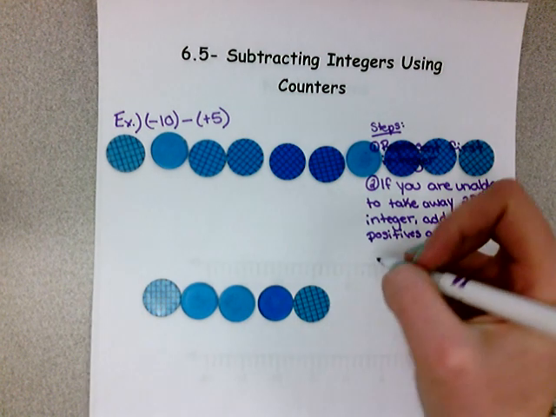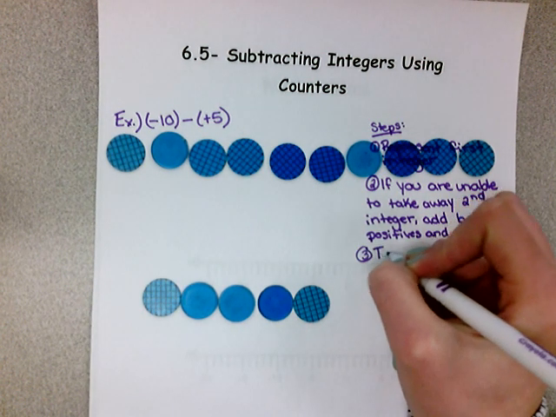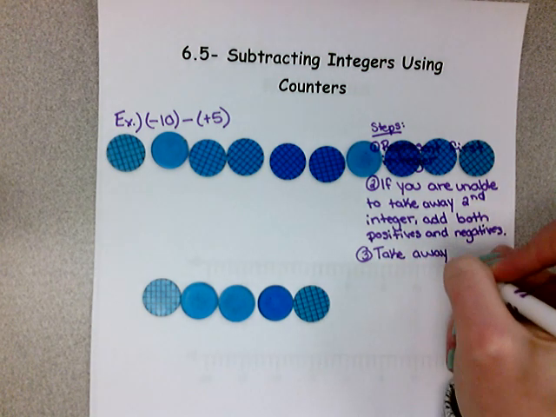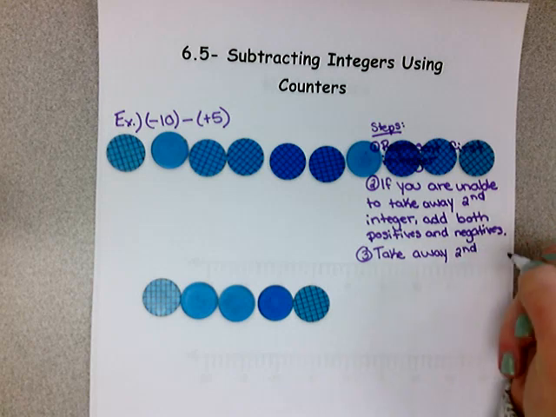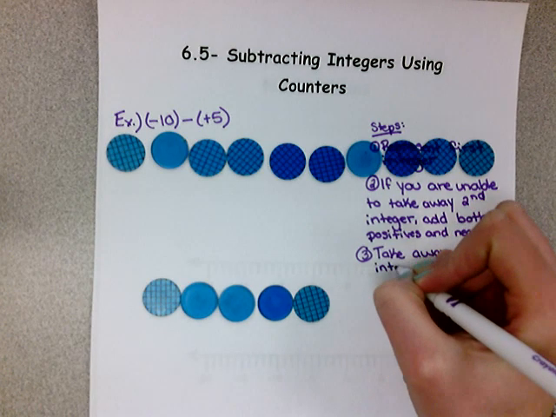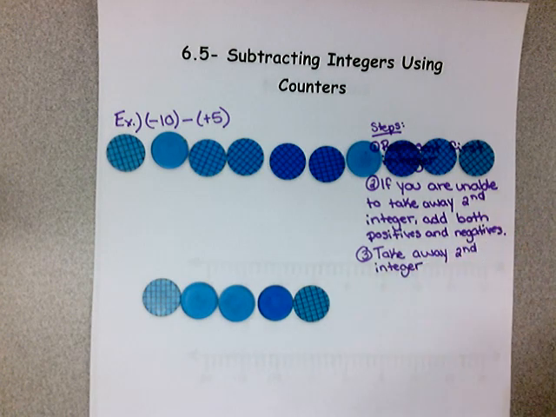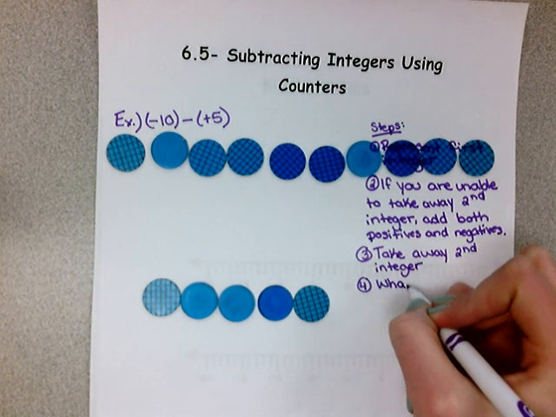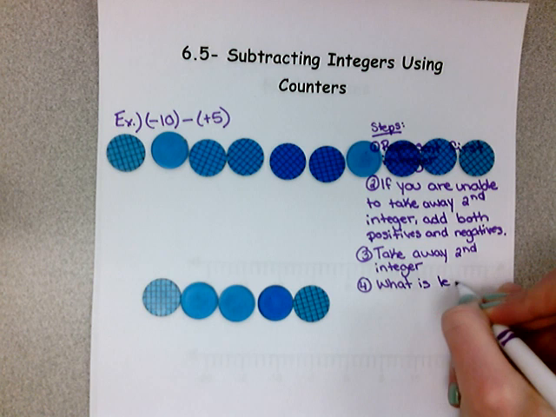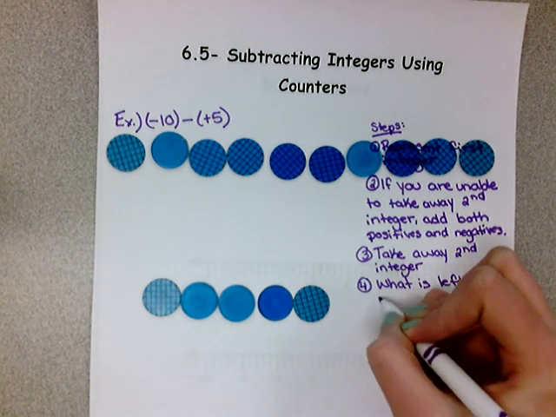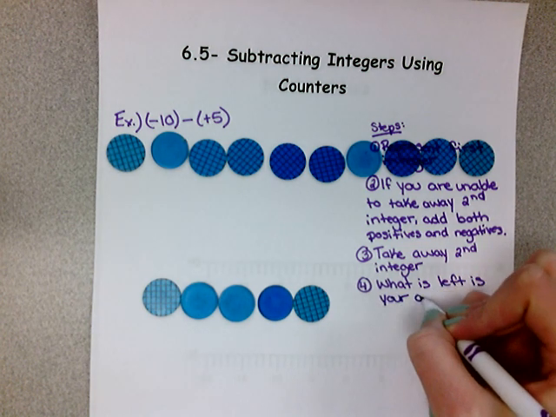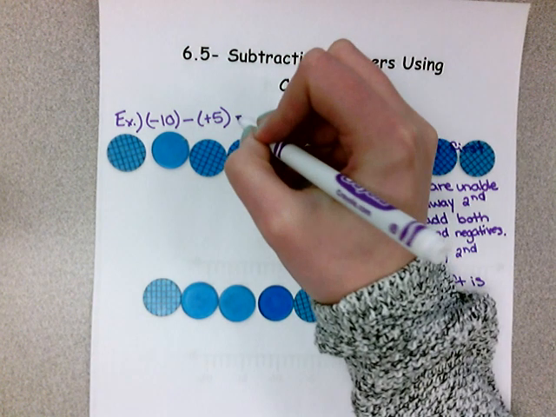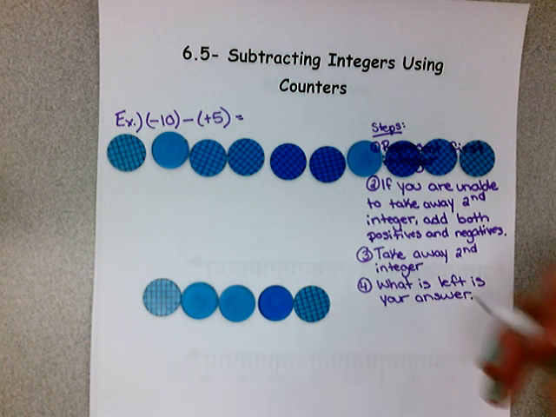So that would be step 3, to take away second integer. So I took away my +5, and then step 4 is what is left is your answer. So we are left with -15.